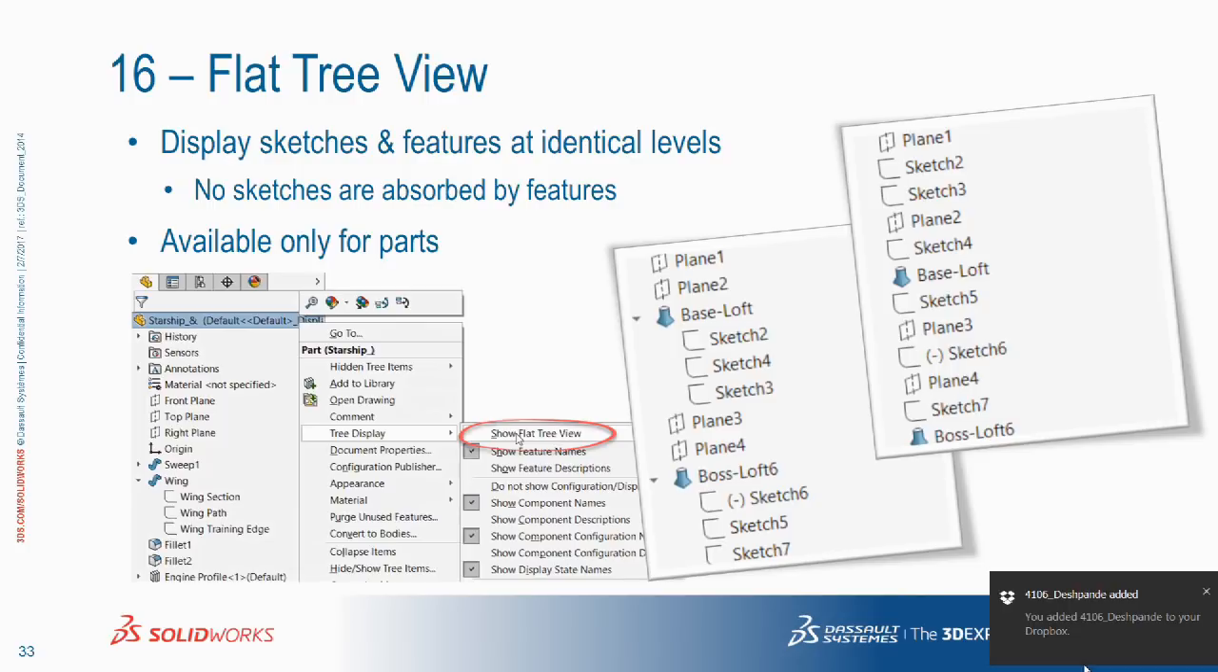Flatten tree view. Once we start dealing with models like sweeps and stuff that have a lot of geometry that has curves embedded into it that takes up multiple curves to create, you don't see those anymore, right?